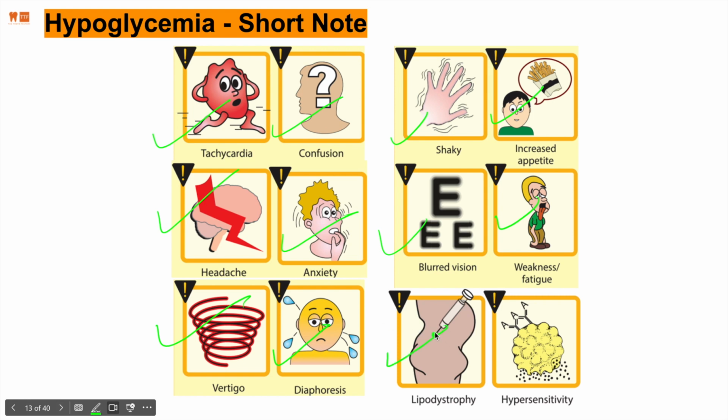Lipodystrophy just at the site of the injection. Dystrophy just means change in shape, and lipo just means adipose tissue, where we induce injections. Just that site, that area has lipodystrophy, and someone can also be hypersensitive to insulin as well.